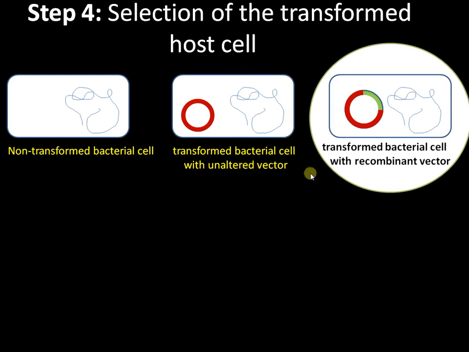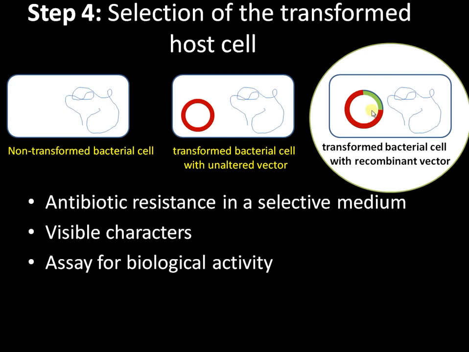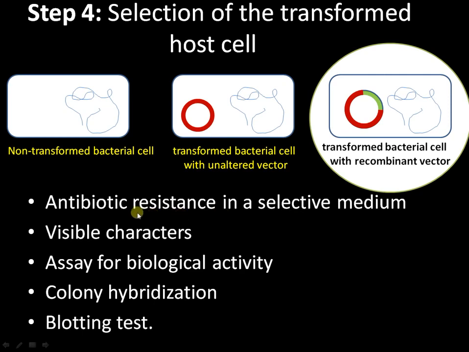So there are different ways by which we could select these, maybe by growing in antibiotic resistance in a selective medium, or this gene may be coding for some characters that are visible, or maybe if it is an enzyme, we will be adding some substrate, we will be getting some color in some colonies in which we will be having our gene of interest, maybe by colony hybridization, blotting test, etc. For antibiotic resistance selection in recombinant selective medium, you can refer to our video on gene cloning vectors.